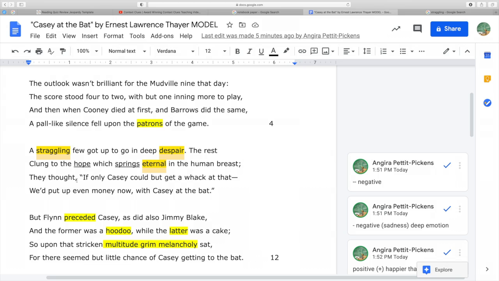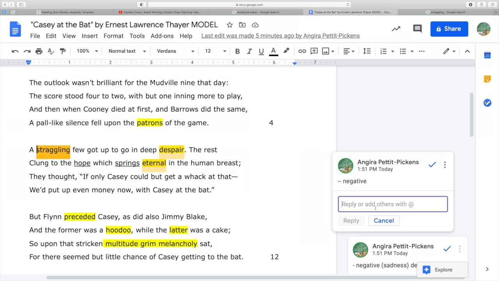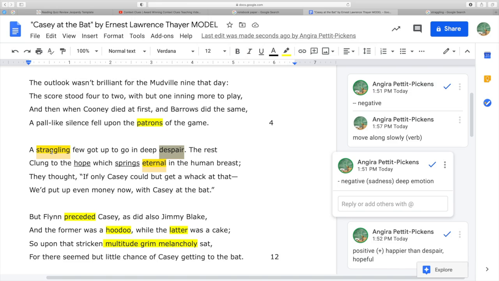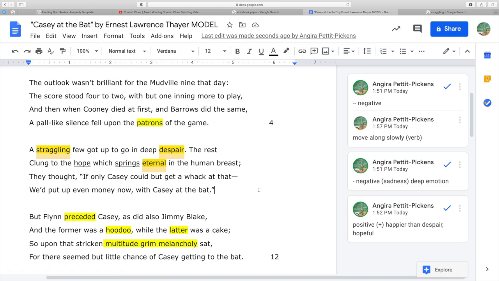So when I go back to my poem and I said, oh, it may be negative, that's kind of close. And I'm going to put my definition, to move along slowly, and I'm going to put a verb there so I know it's an action word. So that means a few people, right, who move along slowly, they got up to go in deep despair. Okay, so if they're moving slowly, it has to be linked to sadness. Because if you were happy, you wouldn't be moving slowly. You wouldn't be in the back. You would be in the front. So now the words are starting to make sense for me as I'm going through this poem. Let's move on to the next strategy.